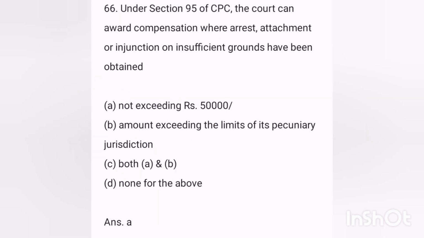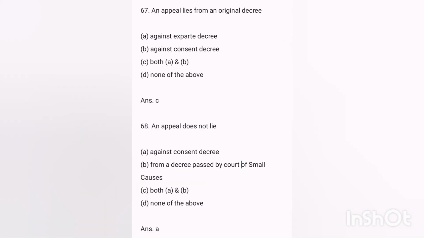Next, under Section 95 of the CPC, the court can award compensation where the arrest, attachment, or injunction was obtained on insufficient grounds. Answer was A, not exceeding rupees 50,000. Next, an appeal lies from the original decree. Answer was C and B both. Next, an appeal does not lie. Answer was A, against the consent decree.